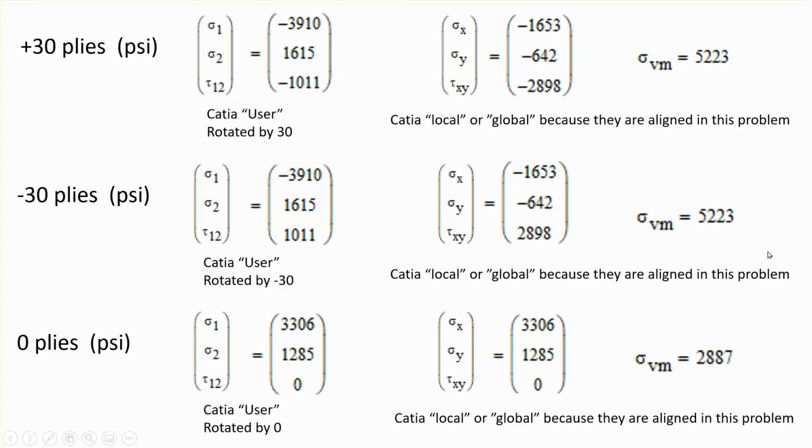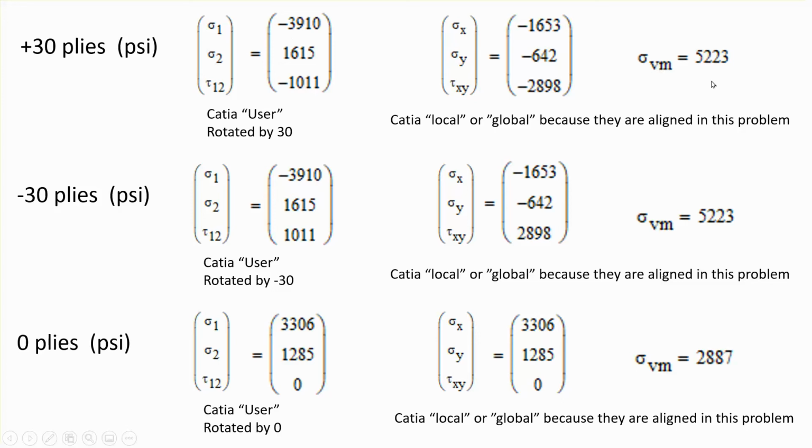Now, these are the reference values that I'm going to be comparing against. For the 30-degree plies, I have one meso stress. I have the coordinate system along the fibrous and transverse direction, and these are the local stresses for the 30-degree ply, minus 30-degree ply, and 0 ply. I'm going to be comparing my numbers against these.